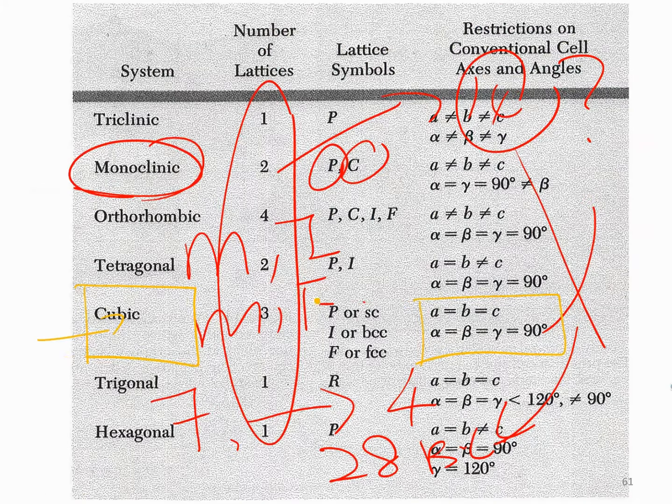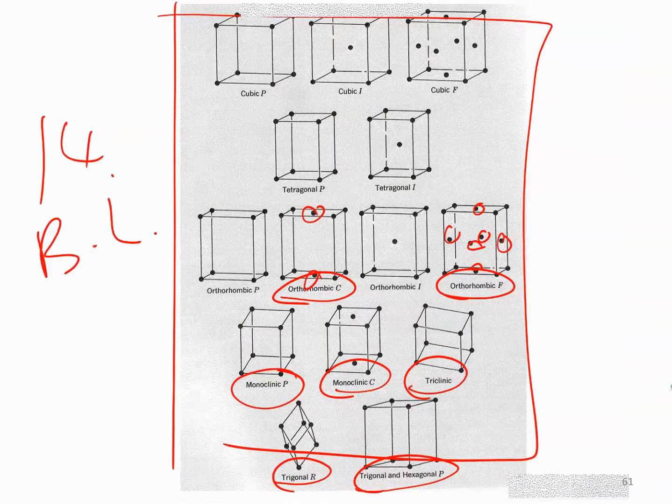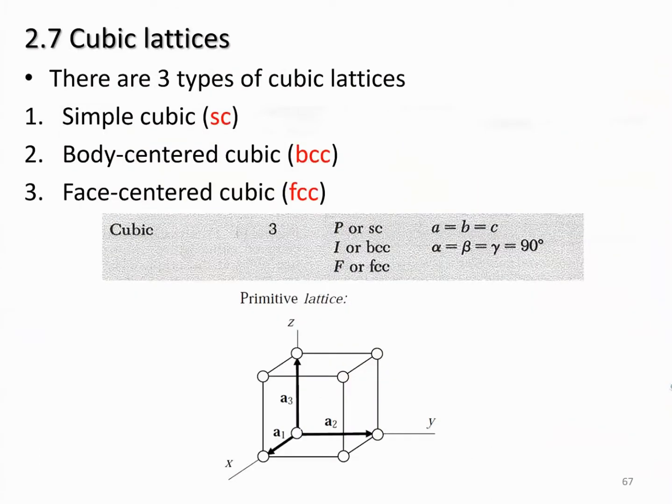So for cubic, we have 3 types: primitive, I, and F. Primitive, we normally call simple cubic, SC. I, we call body-centered cubic, BCC, and F, we call face-centered cubic, FCC. So now we only emphasize cubic lattices, 3 types: simple cubic, SC, symbol P; body-centered cubic, BCC, symbol I; and face-centered cubic, FCC, symbol F.